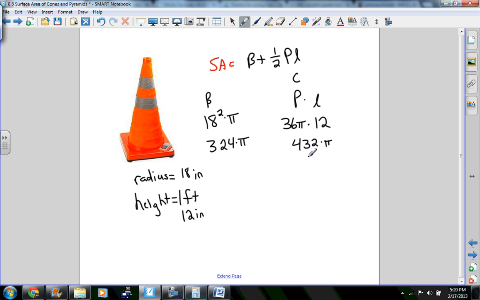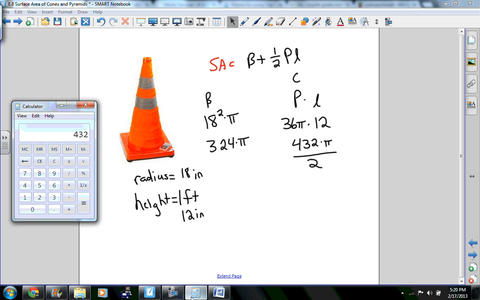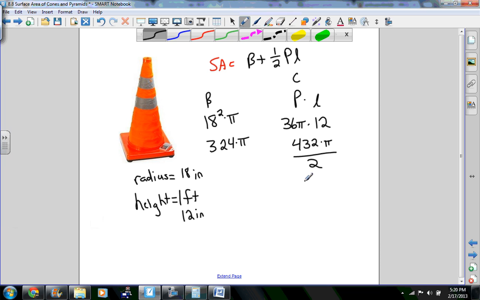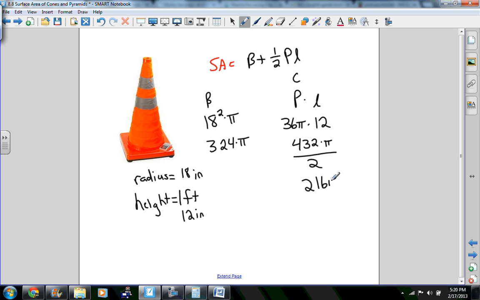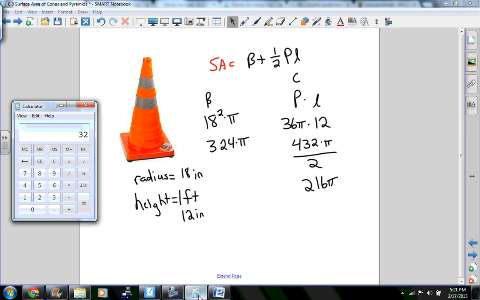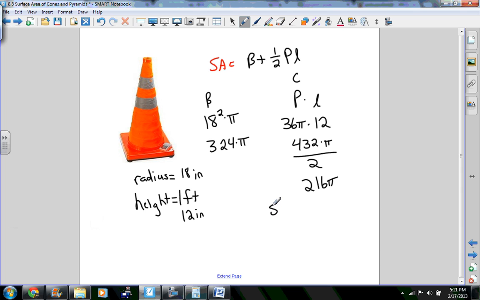Throwing on that pi. Now we divide by 2. So we get 216 pi, and then we just have to add them together. As you can see, these problems take a while. 540 pi, or you could multiply that out as a decimal, would be around 1,700 in that range. Label is going to be inches squared.